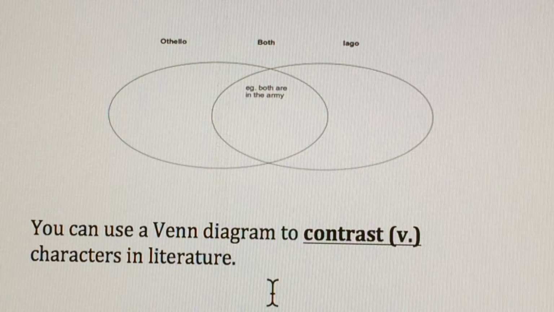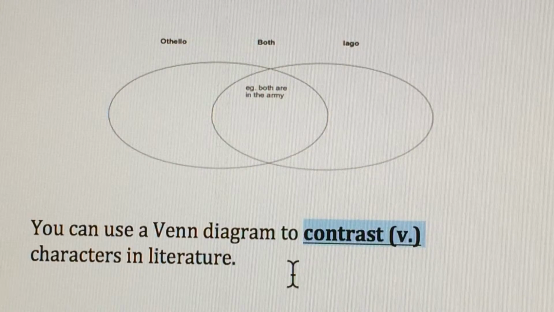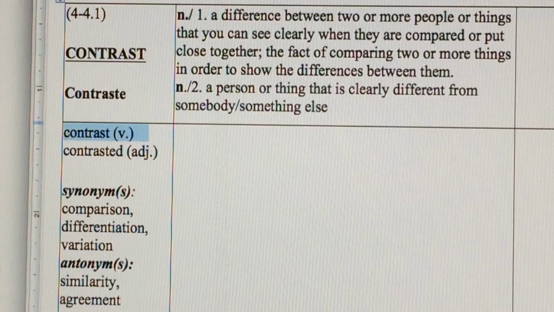Your teacher might ask you to do this. Please compare and contrast characters in literature. And in this way, it's being used as a verb. Here it's being used to mean show the difference. So that's the familiar word as it's used as a noun.